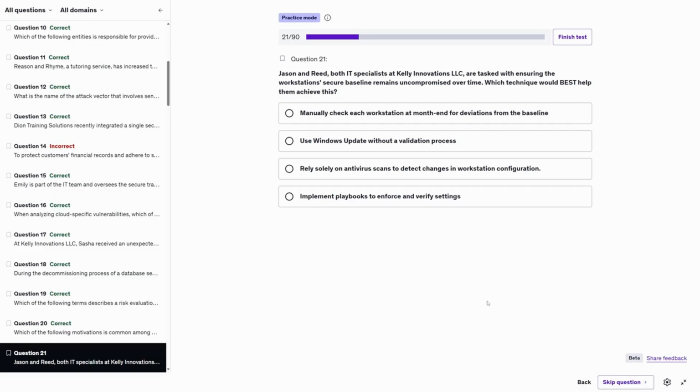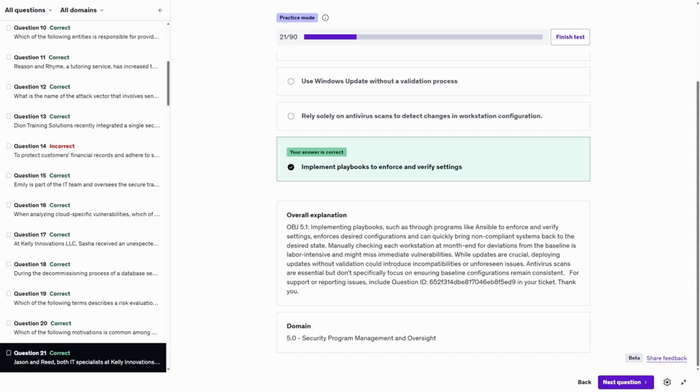Jason and Reed, both IT specialists at Kelly Innovations LLC, are tasked with ensuring the workstation's secure baseline remains uncompromised over time. Which technique would be best to help them achieve this? And based on process of elimination, I'm not really seeing how any of these other three could be correct. I'm going to go with implement playbooks to enforce and verify settings. All right, that was correct.